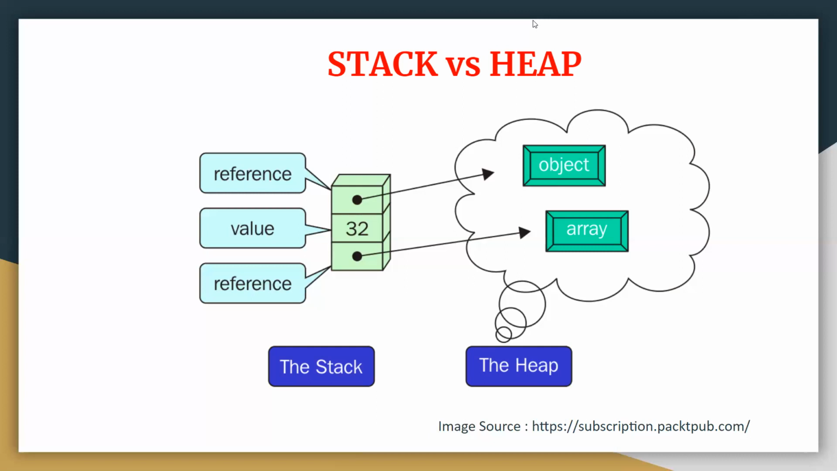Second point, memory is allocated for automatic variables, and the scope of these is local to the block. In heap, memory is managed explicitly and the variables are created or initialized at runtime. So in your stack, whatever memory allocation is done for the variable is done automatically and the scope of the variable will be local to the block. When I talk about heap, the memory is managed explicitly and the variables are created or initialized at runtime.